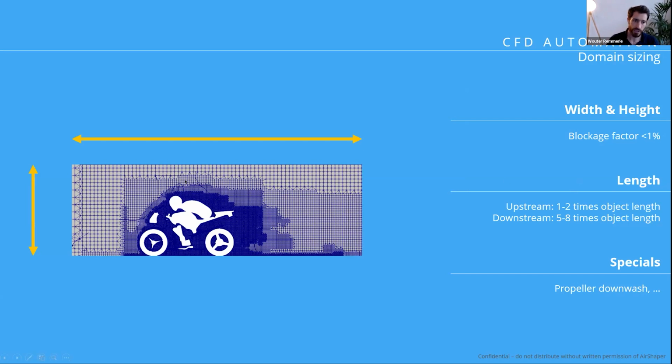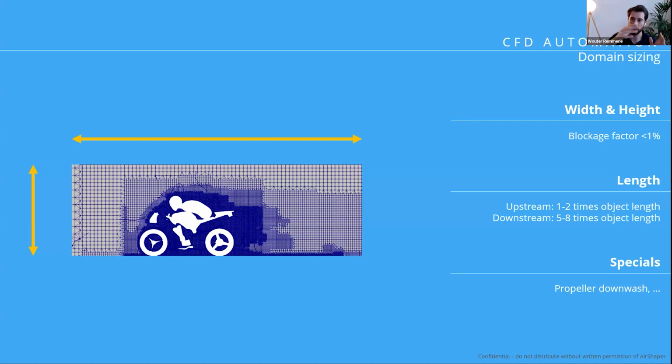In terms of the length of the wind tunnel, by the way, a wind tunnel would be 10 times bigger than what you see here. This is just a snapshot. We would typically have 1 to 2 times the length of the object, or even more, upstream, because there the air is still clean and it starts to diverge around your object. Downstream, however, the air has been disturbed, you have a lot of turbulence, you have the wake behind your object.